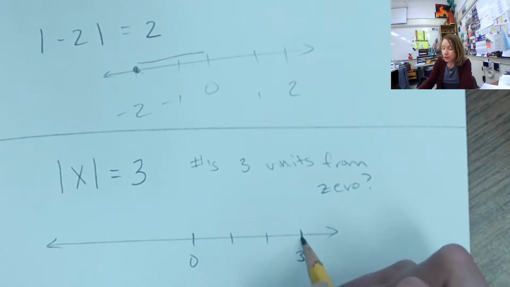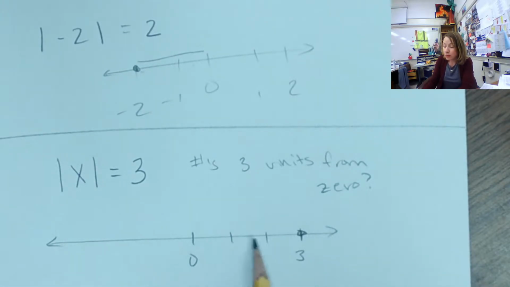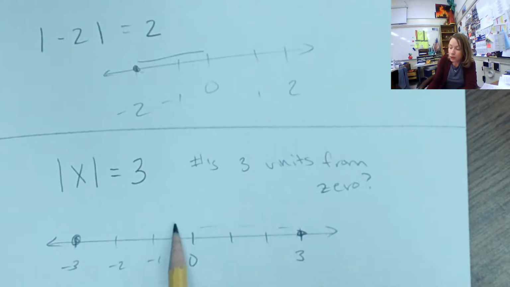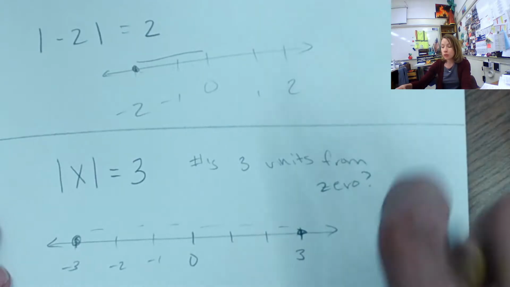Well, one obvious answer is 3 is 3 units away from 0, 1, 2, 3. But we can also go the other direction. Negative 1, negative 2, negative 3. So this one right here is also 3 units from 0. So we end up with 2 different solutions. Most of these, you're going to end up with 2 solutions.